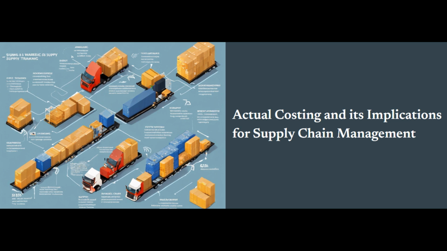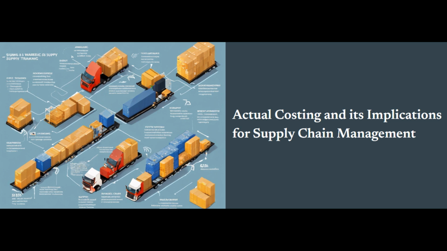The advantages of actual costing in supply chain management. In contrast, actual costing provides a more comprehensive and reliable understanding of the costs associated with supply chain activities. By tracking the precise costs of materials, transportation, warehousing, labor, and other relevant expenses, actual costing offers several advantages for supply chain management. Improved cost visibility and control. Actual costing enables organizations to gain a clear and detailed view of the costs associated with each stage of the supply chain, allowing for more effective cost management and optimization.